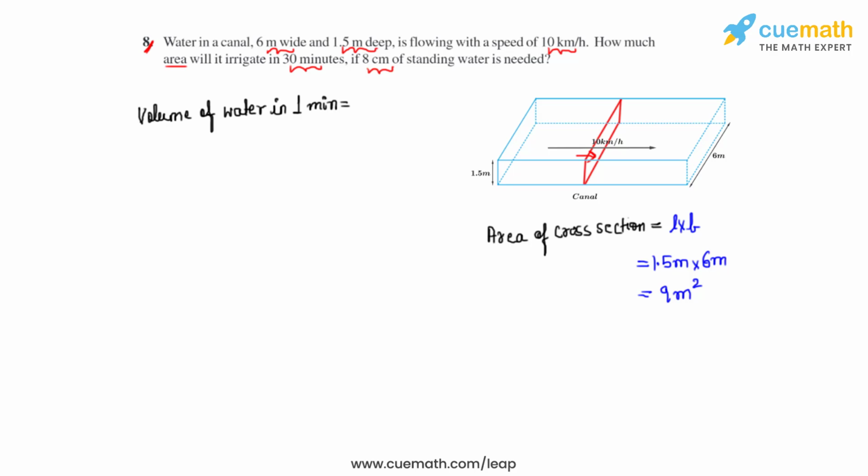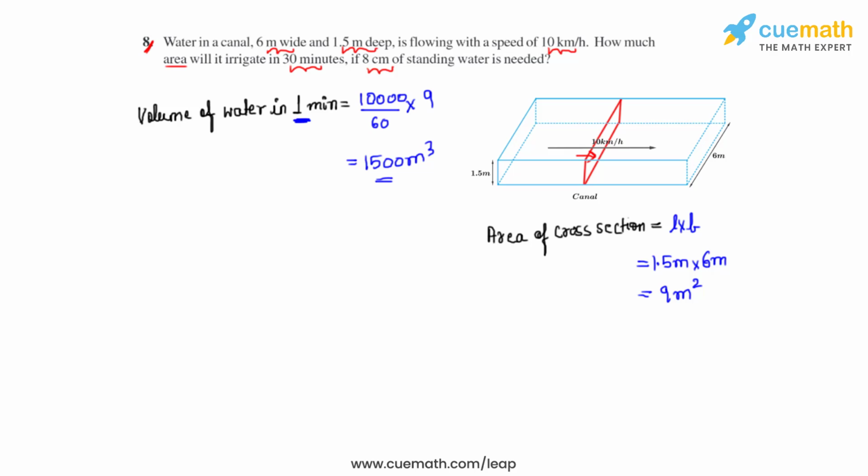Now we can find out the volume of water flowing through the canal in 1 minute, which will be equal to the speed of the water times the area of cross section. But as we're trying to find out the volume flowing through the canal in 1 minute, what we have to do is convert the speed, which is in kilometers per hour, to meters per minute. So that is 10,000 meters divided by 60 times the area of cross section, which is 9. So that on calculation gives us 1500 meter cube of water flowing through the canal in 1 minute.